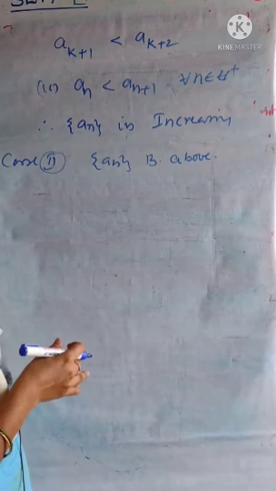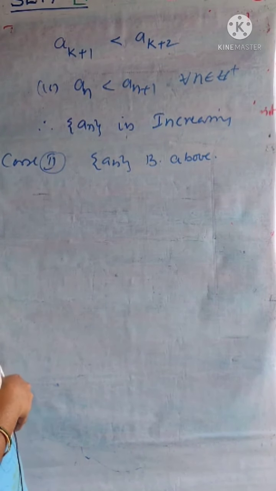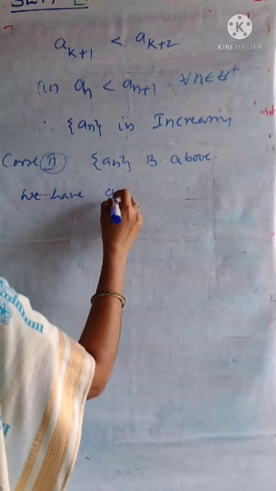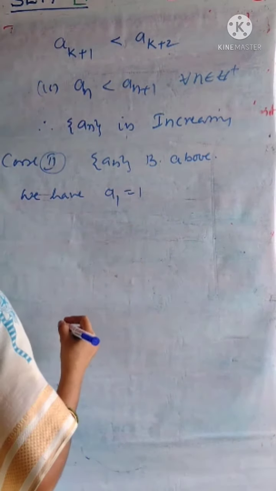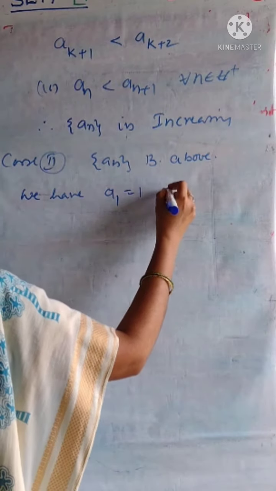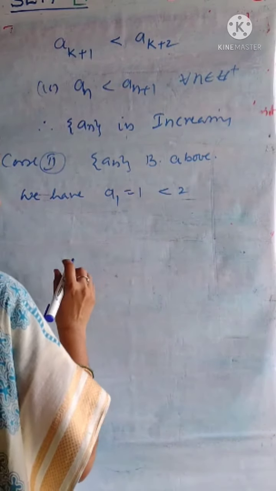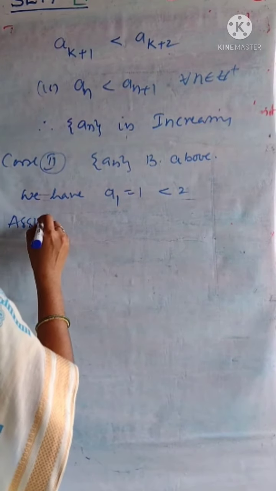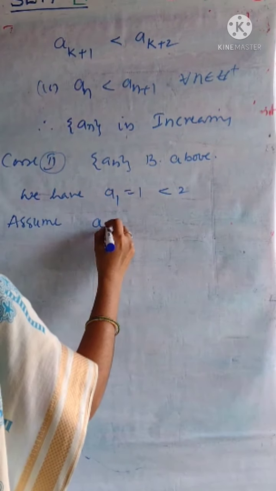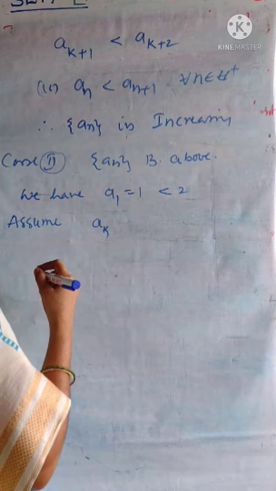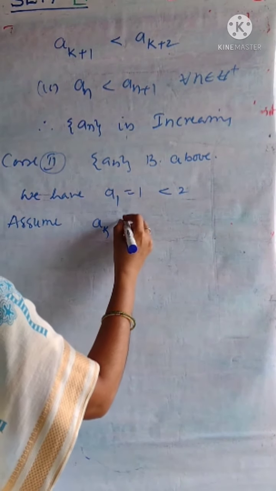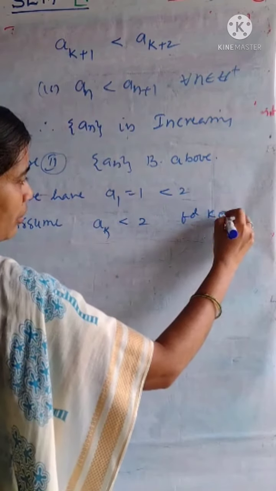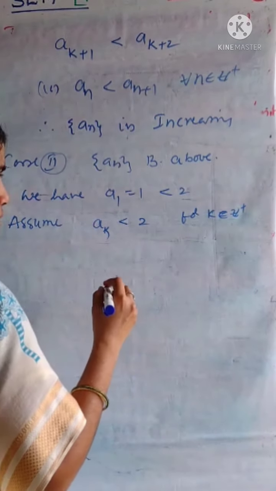Again, we will prove this by using the method of induction. We have, what is a1? It is equal to 1, given. Obviously, this value 1 is less than 2. Now, let us assume some kth term of the given sequence is less than 2, for k being a positive integer.